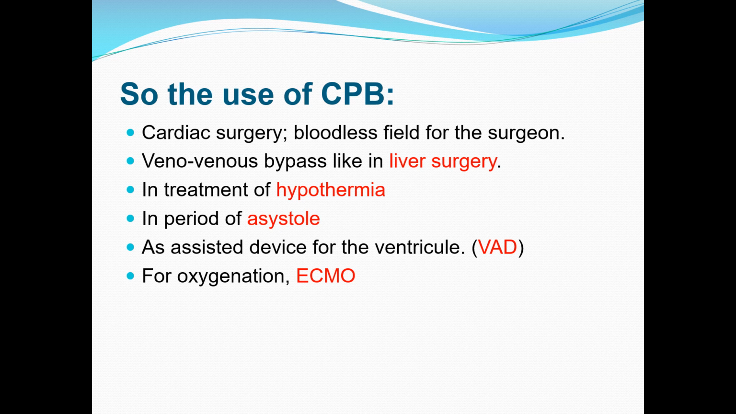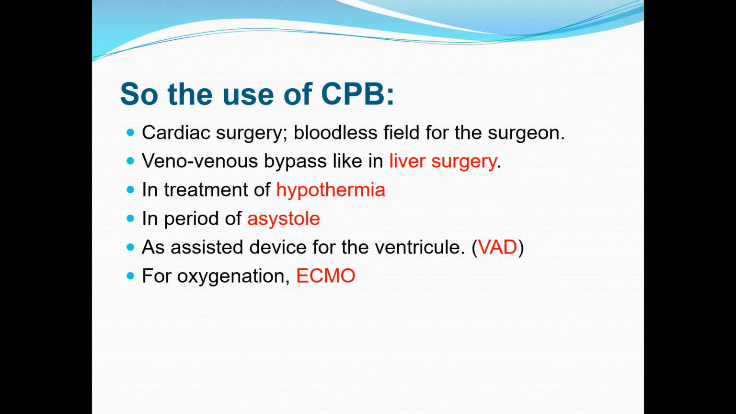Veno-venous bypass, sometimes we may do in liver surgery to bypass the liver, venous blood in the liver, portal veins. In treatment of hypothermia, sometimes we use cardiopulmonary bypass in a profoundly hypothermic patient who has been exposed to cold weather, to rewarm the patient. Sometimes in asystole, when there is cardiac arrest, we may use it to maintain perfusion of other organs.